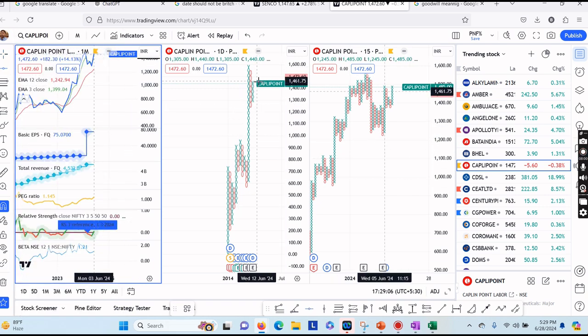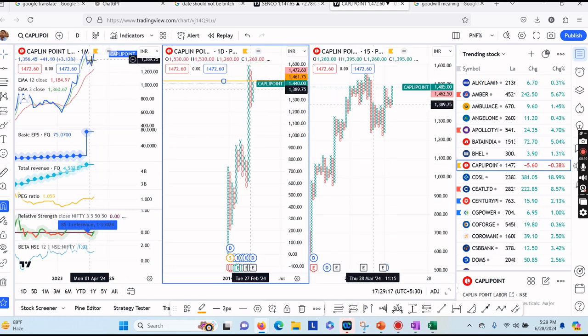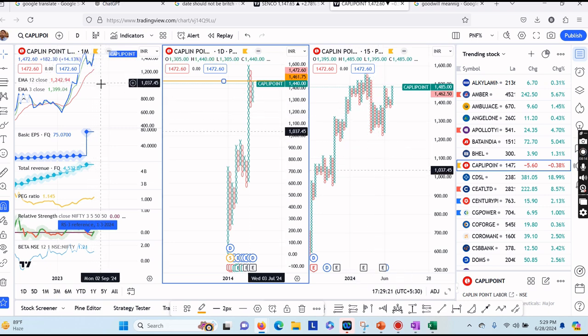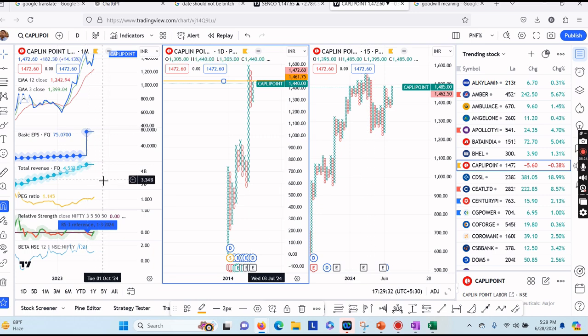If I see this, this is also a top. It shows this double top and it has higher probability it can come to there. And in the higher time frame, if I see, this is a double bottom pattern, so it has a very good edge to go in the upward direction. And EPS has suddenly jumped, and revenues are continuously increasing.